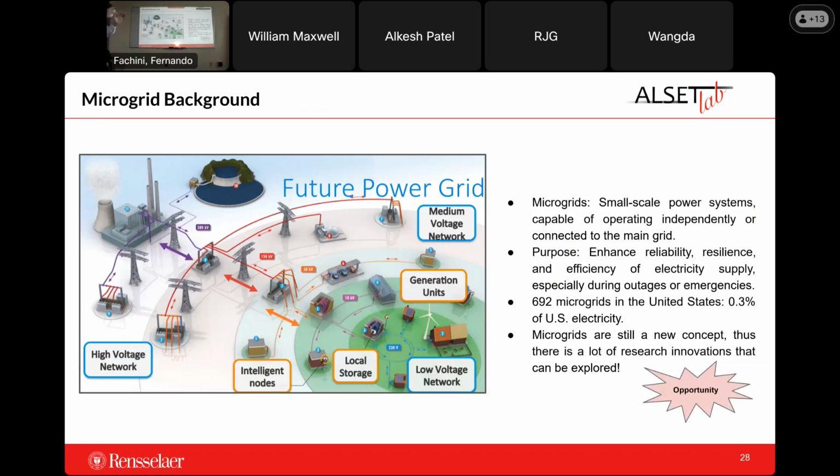Okay, so a little bit of a background of what a microgrid is. Microgrids are small-scale power systems capable of operating independently or connected to the main grid. And their purpose is to enhance reliability, resiliency, and efficiency of electrical systems, especially during outages or emergencies. This is because they can operate independently from the grid. Currently, we have 692 microgrids in the United States, which represents 0.3% of the US electricity. It's still very marginal, but microgrids are still a new concept. So there are a lot of research innovations that can still be explored.